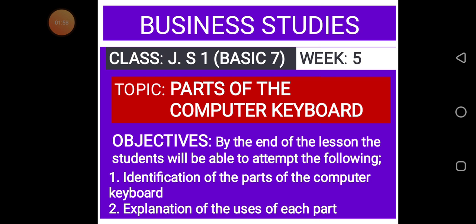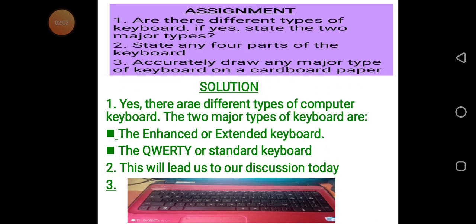So having said that, we will look at the solutions to our assignment, which we gave last week after the class. And we say assignment number 1, are there different types of keyboard? If yes, state the 2 major types. Then number 2, state any 4 parts of the keyboard. And number 3, accurately draw any major type of keyboard. Draw any major type of keyboard on a cardboard paper.